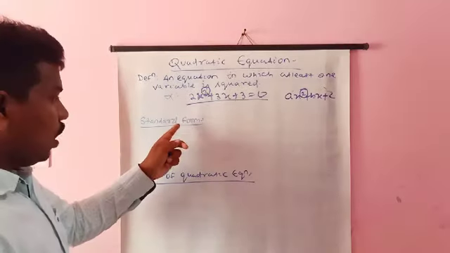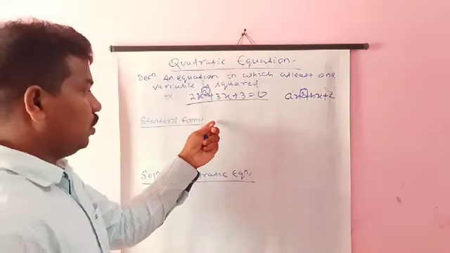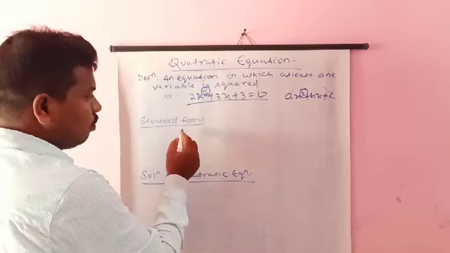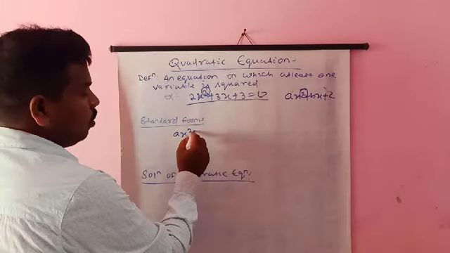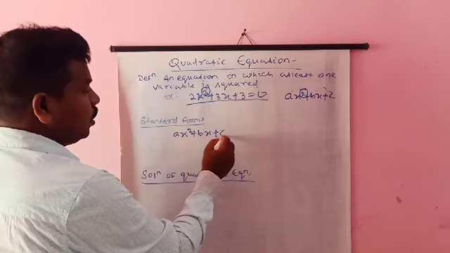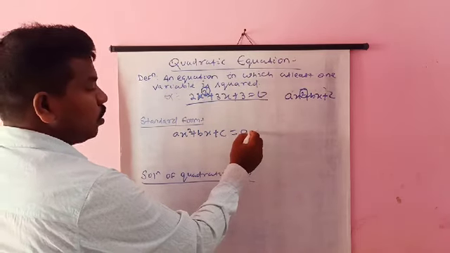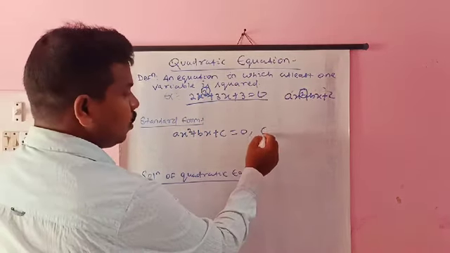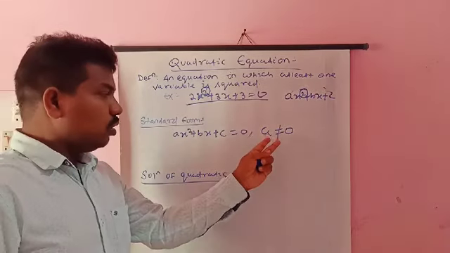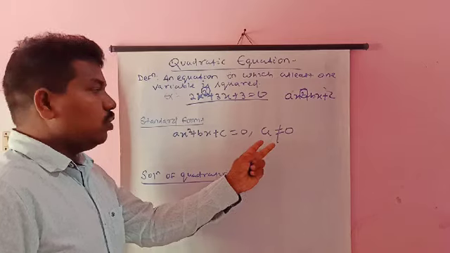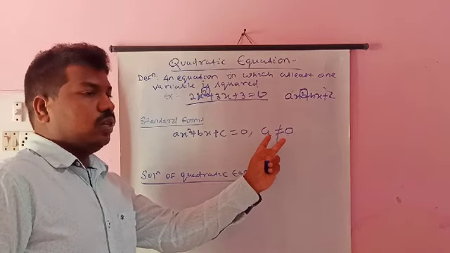Next is the standard form of a quadratic equation. The standard form of a quadratic equation is ax square plus bx plus c equal to 0, but the condition is that a is not equal to 0. This is a very important condition, so it will also come in multiple choice type questions.